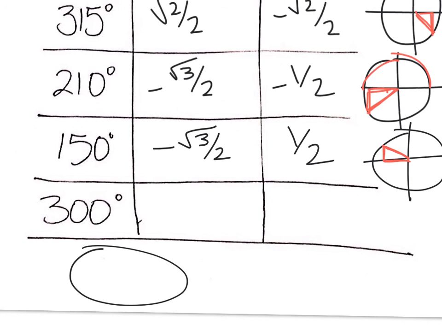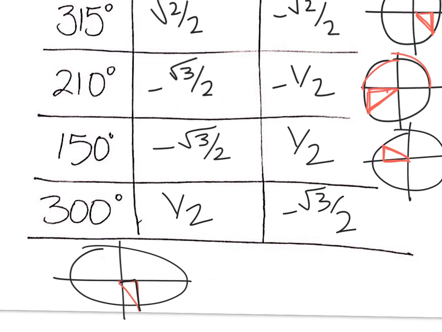And lastly, but not leastly, if that's a word, 300 degrees: 90, 180, 270, 270 plus another 30. So we got our little triangle here. Looks like a 30, 60, 90. So our cosine looks like a positive 1/2, the short side of the triangle, and the sine is a negative root 3 over 2. That's the y-coordinate of our terminal point.